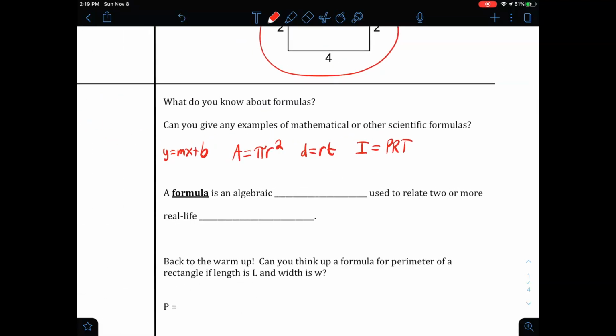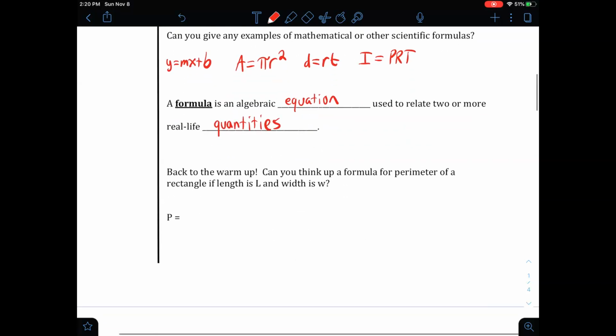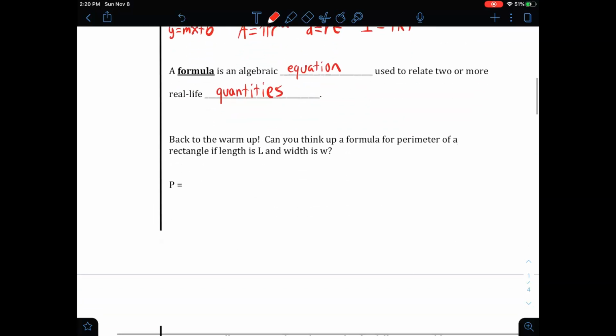See if you can write down some other examples and see if you found other ones besides those. And if you did, awesome. Give yourself a pat on the back. But a formula, what is the definition of a formula? A formula is an algebraic equation. An algebraic what? Algebraic equation used to relate two or more real-life quantities. Or real-life what? Quantities.